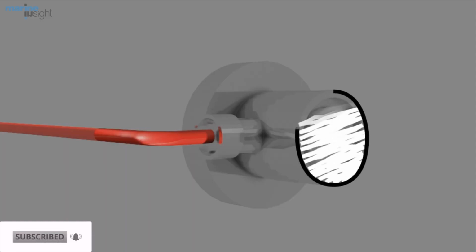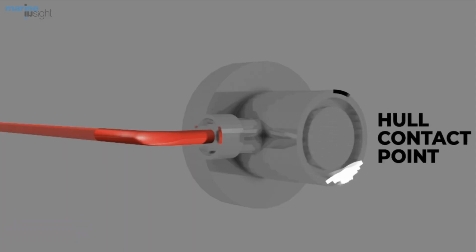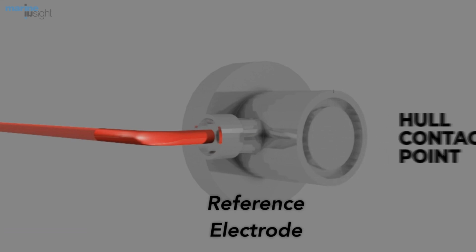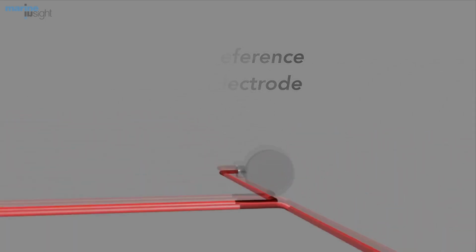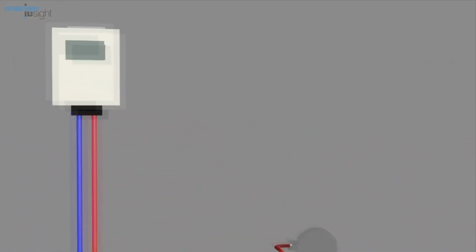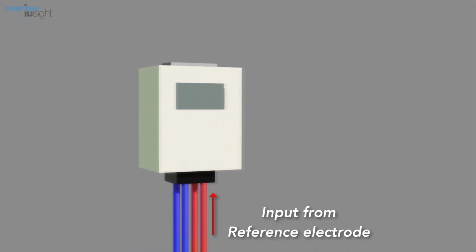Here, a contact point is taken on the hull of the ship and is connected to a reference electrode. This reference electrode is a completely passive insoluble metal. The reference electrode measures the natural corrosion current, which is nothing but the potential difference between the hull and this reference cell.